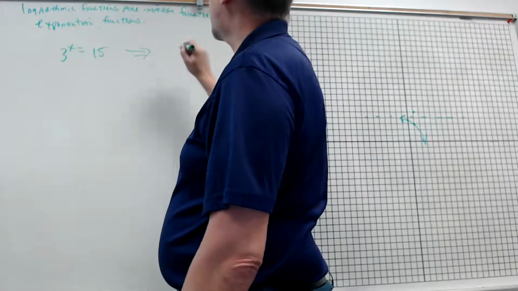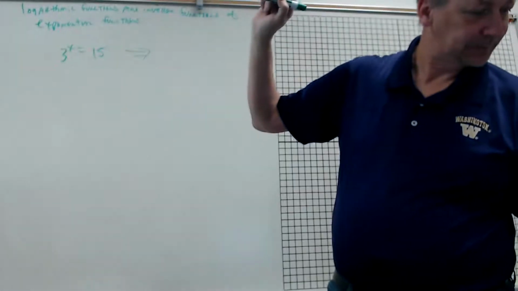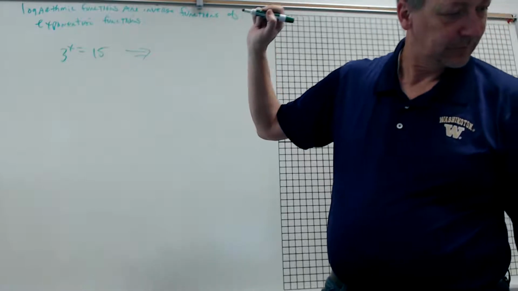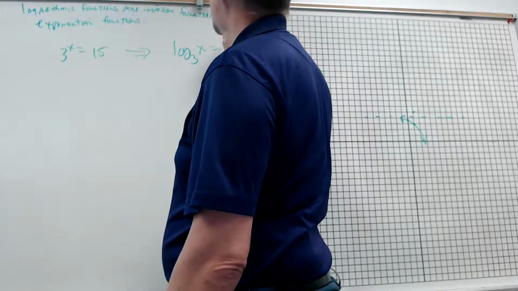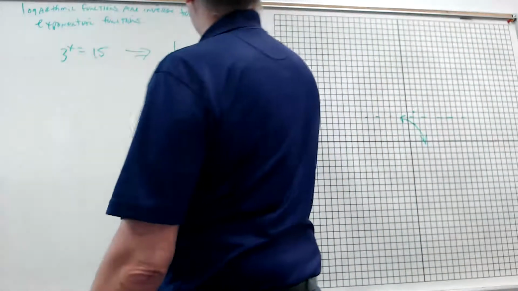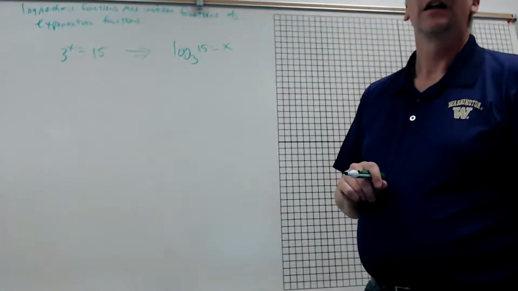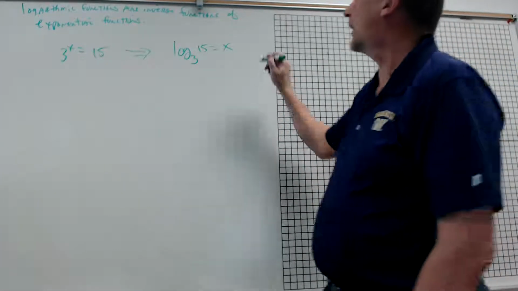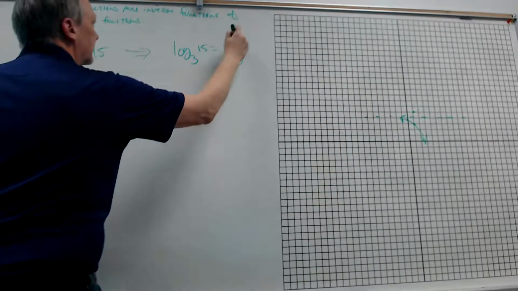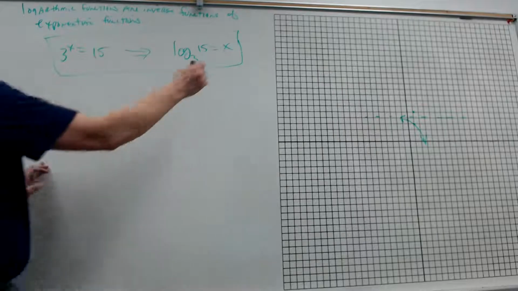is... let me think here for a second. Log base 3 of x equals 15. No, is that right? No. Log base 3 of 15 equals x. Okay? Now, let me just show you, so these are equivalent equations. And so this is really nice because now we can solve for x.